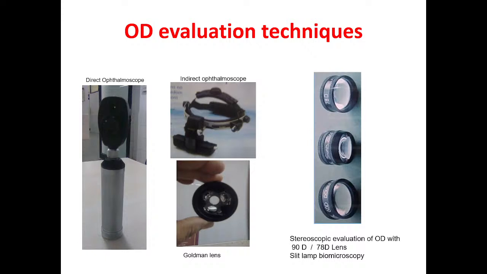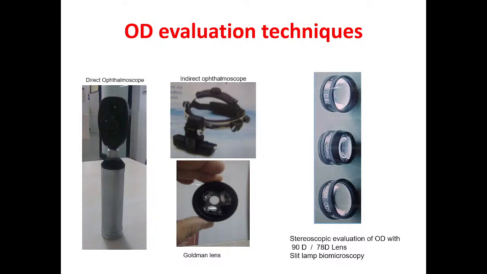So, we cannot see the details of the disc, we cannot evaluate every minor point of the disc, how the changes occurred. So, direct gives good magnification, good illumination, but no stereoscopy. This gives good illumination, binocularity also, but magnification is very less. We want to see a magnified view of the disc to see the salient features. So, this is also not used, except, as I told you, in patients where we cannot use the slit lamp lenses.